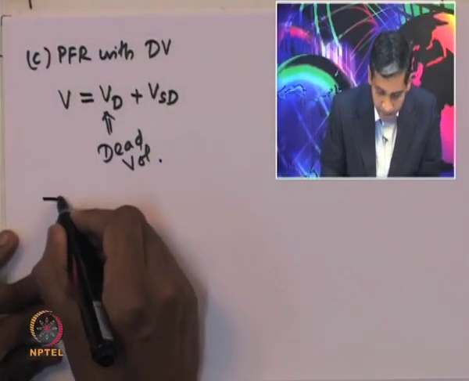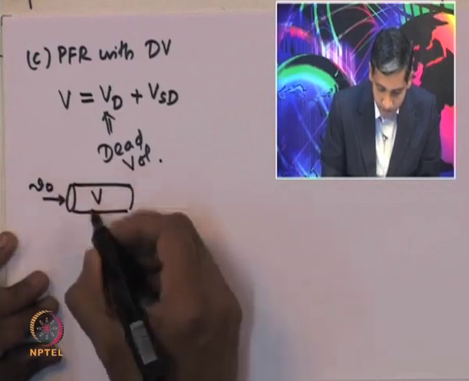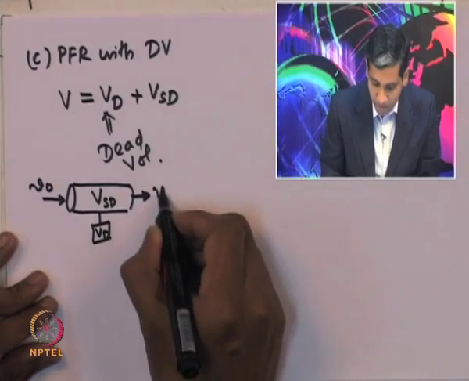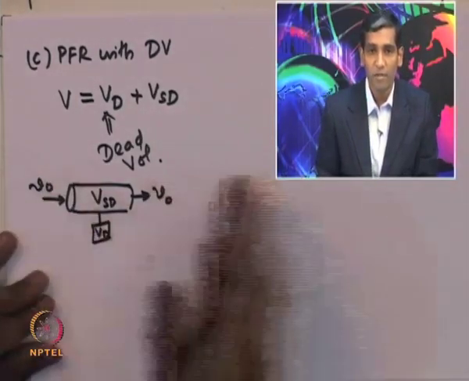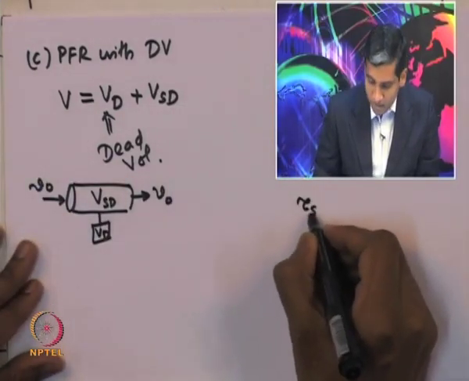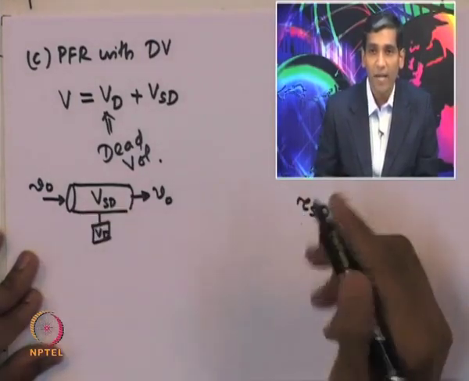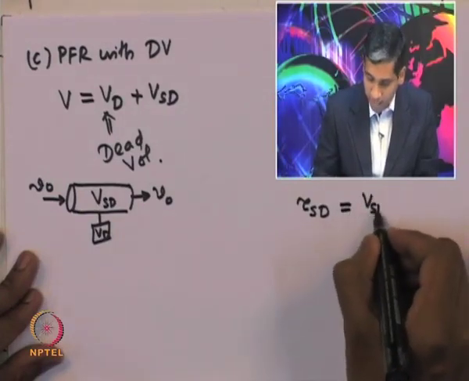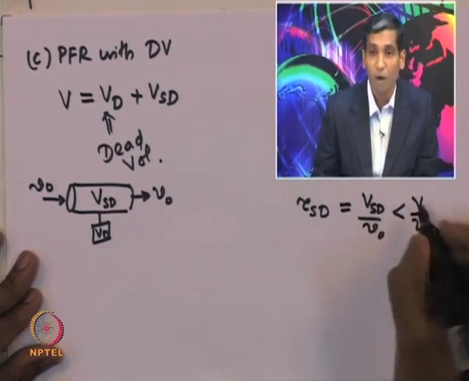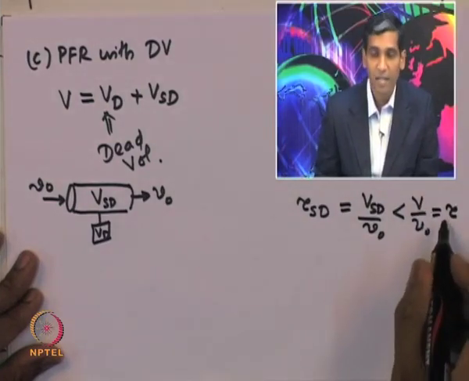So, that can be depicted as follows. If this is the volume of the reactor, V, then V St is the volume available after the dead volume is removed from the reactor, and that is the volumetric flow rate with which the fluid is entering and leaving the stream. Now, in this case tau St, the space time based on the volume of the reactor which is accessible to the fluid stream, is given by V St by V naught, and that will be less than V by V naught because V St is smaller than the total volume of the reactor, and V by V naught is nothing but the space time.